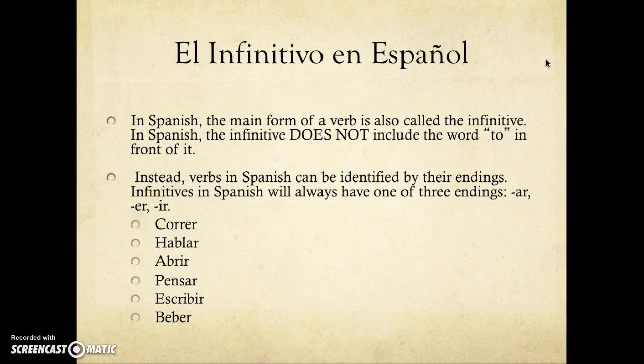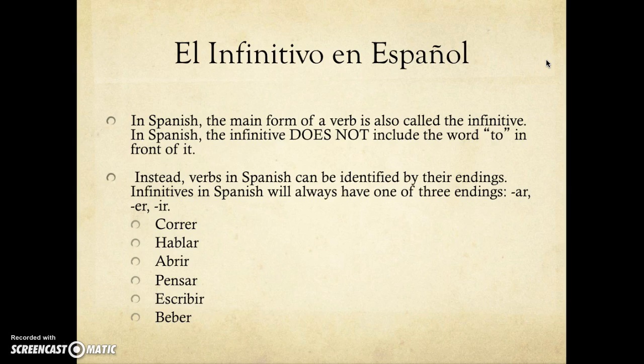El infinitivo en español. In Spanish, the main form of a verb is also called the infinitive. However, in Spanish, the infinitive does not include the word to in front of it. It's actually already implied in the word itself. Instead, verbs in Spanish can be identified by their endings.